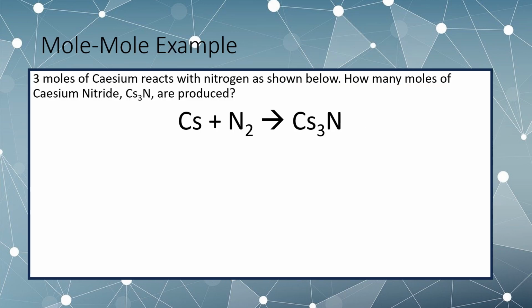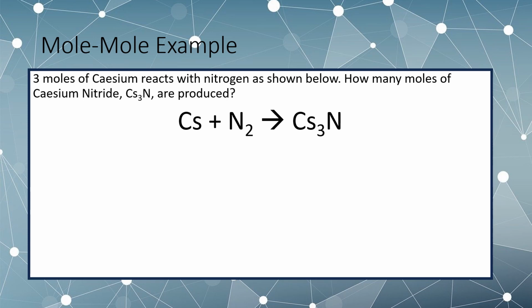Okay, let's get into our first example now. This question gives us 3 moles of cesium reacts with nitrogen as shown below. How many moles of cesium nitride, Cs3N, are produced? And we are given the chemical reaction Cs plus N2 gives Cs3N.